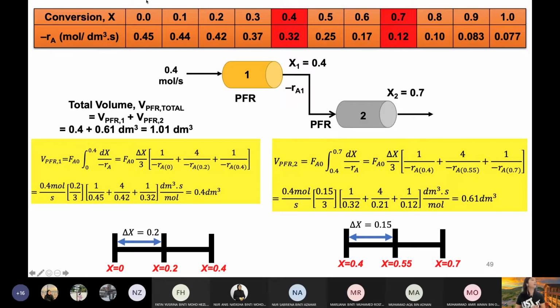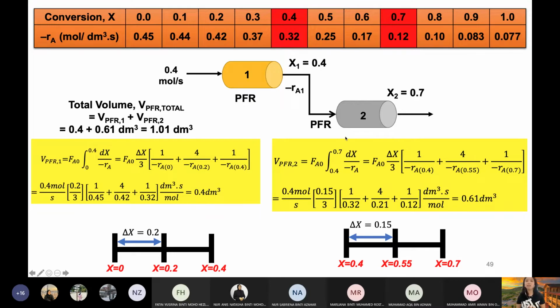FA0 0.4. Okay, then yang belakang, when my X is 0, my minus RA is 0.45. When my X is 0.2, my minus RA is 0.42. When my X is 0.4, my minus RA is 0.32. So you calculate this, substitute into the formula, you get the volume of the first PFR as 0.4, meaning for a PFR, if I want to convert in my first reactor only 40%, the volume of the reactor that I need is actually 0.4 dm cube. Done for the first reactor.